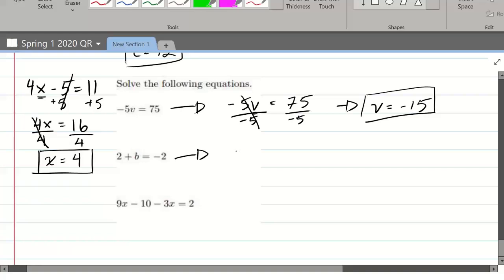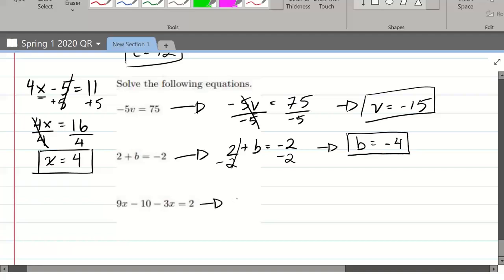Next one. 2 plus b equals negative 2. Again, this is very similar to the one we had before with the t and the 3. We want b by itself. This is a positive 2 because there's no sign in front of it, right? So we want to get rid of that. We do minus 2 on both sides. We get b by itself equals minus 2. Negative 2 minus 2 gives us negative 4, right?